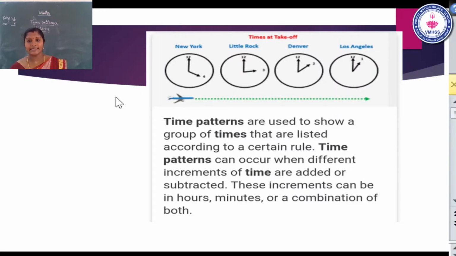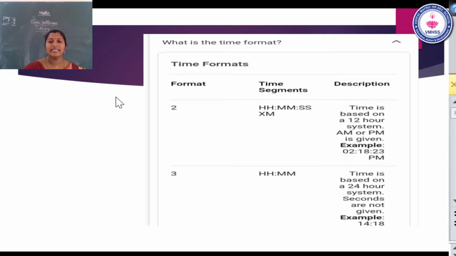Time patterns are used to show a group of times that are listed according to a certain rule. Time patterns can occur when different increments of time are added or subtracted. These increments can be in hours, minutes or a combination of both. Okay, see the next slide.